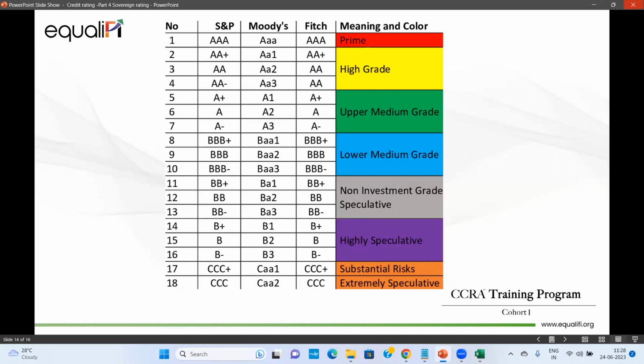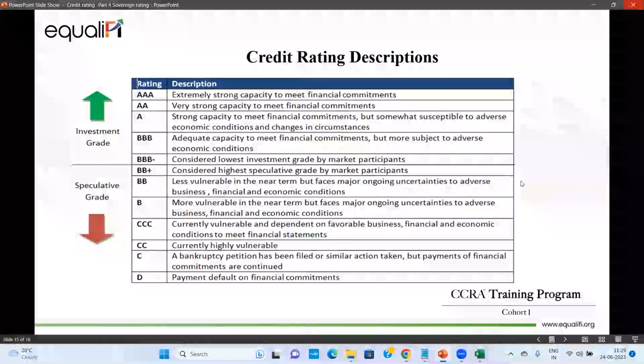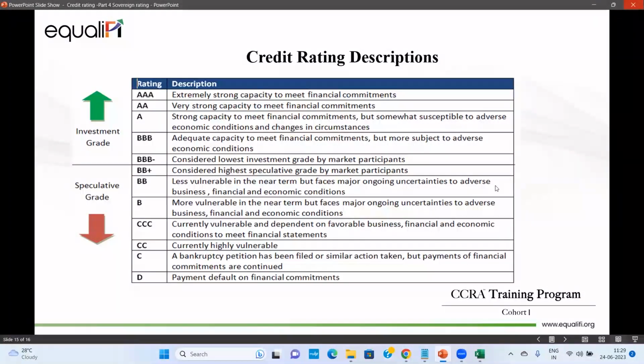So sovereign rating will not continue for much. Probably we'll end this session. It's not too long, because honestly speaking, the data and benchmarks are not available in the open source. These are some credit rating descriptions again, which is investment grade and which is speculative grade as per the scales.